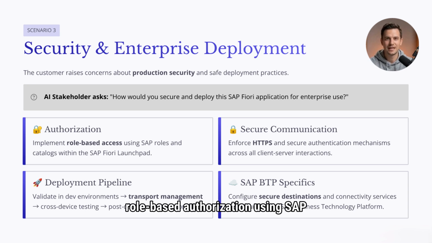I would implement role-based authorization using SAP roles and catalogs within the SAP Fiori Launchpad. Communication would be secured using HTTPS and secure authentication mechanisms. For deployment, I would validate application quality in development environments, use transport management procedures, test across multiple devices, monitor performance post-deployment. If running on SAP BTP, I would also configure secure destinations and connectivity services.